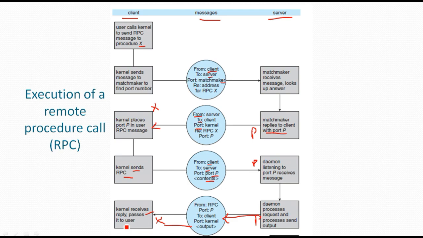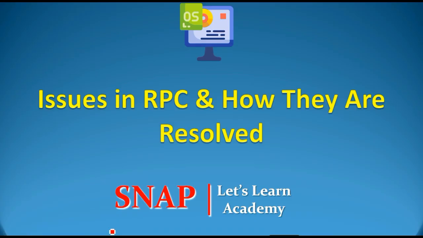In this way, this remote procedure call client and server can communicate with each other. These are the services we can acquire from this RPC service in the operating system. So this is all about the issues in the RPC and how they are resolved.